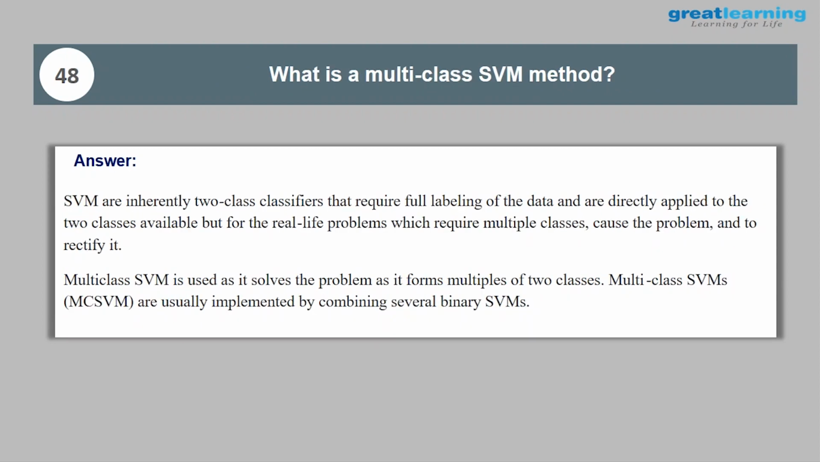Now let's have a look at what a multi-class SVM method is. SVMs are inherently two-class classifiers that require full labeling of data and are directly applied to the two classes available. But real-life problems require multiple classes, which causes problems, and to rectify it, multi-class SVM is used, as it solves the problem by forming multiple two-class problems. Multi-class SVMs, MCSVM, are usually implemented by combining several binary SVMs.